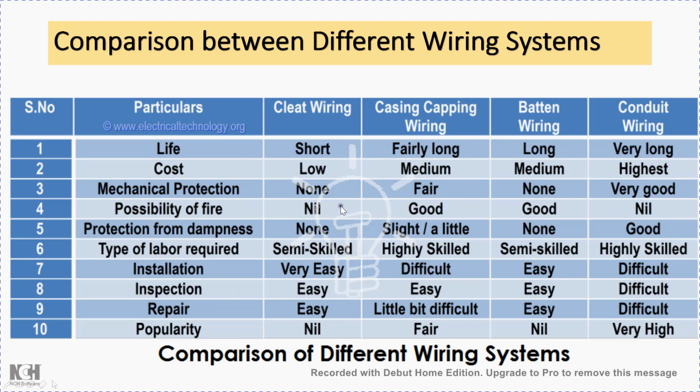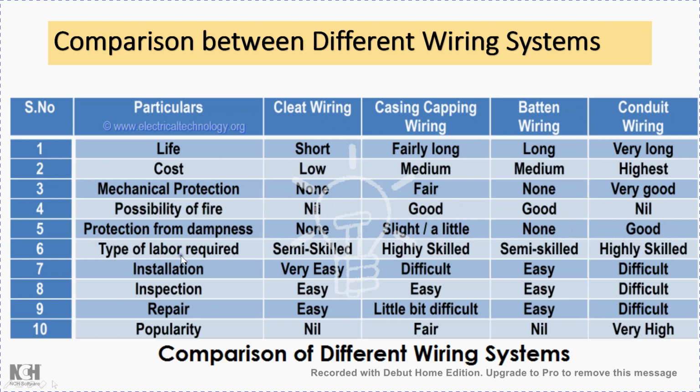Possibility of fire: in the cleat wiring there is no possibility. In the casing capping there is a possibility of fire, so here also the possibility of fire is available, but in case of conduit wiring it is not available. Protection from dampness: here there is no protection, here there is slight protection, here also there is no protection, here there is good protection against dampness. Dampness is caused by the humid environment, humid conditions.